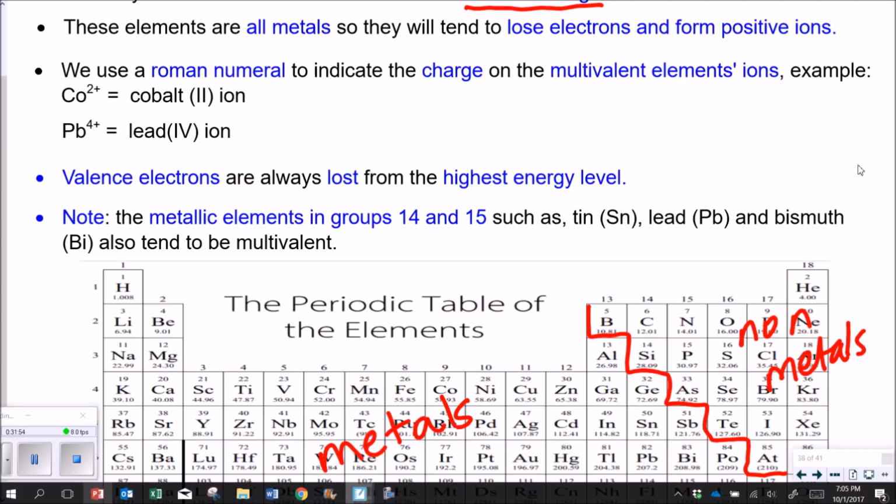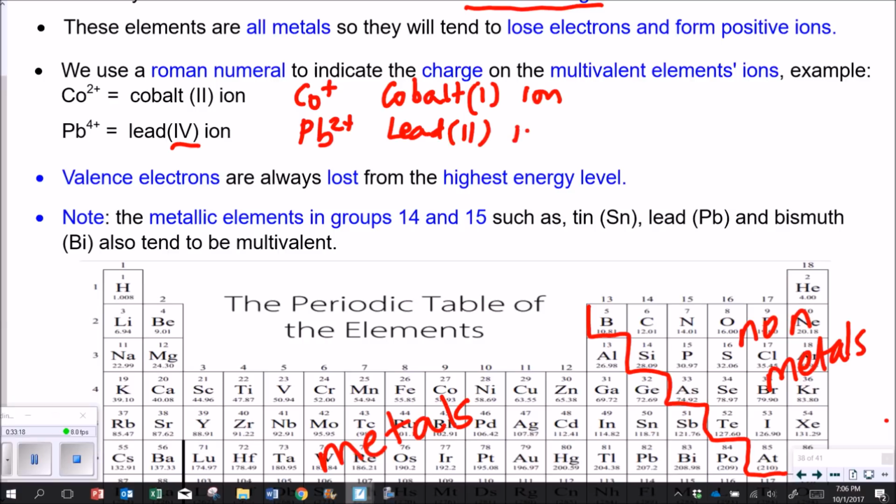So for example, cobalt with a charge of +2 is a cobalt(II) ion. Cobalt can also exist as Co+, which means it would be a cobalt with Roman numeral 1 ion. Lead with a 4+ charge means lead with Roman numeral 4 ion. Another example would be lead with a 2+ charge, and then we would have lead with a Roman numeral 2 ion. So these are multivalent elements.